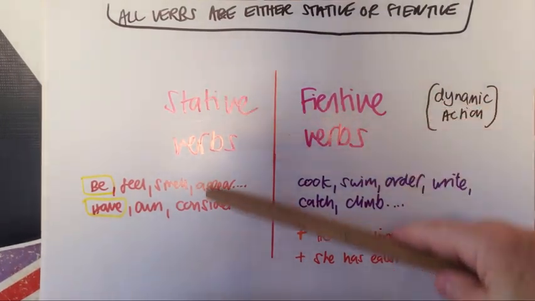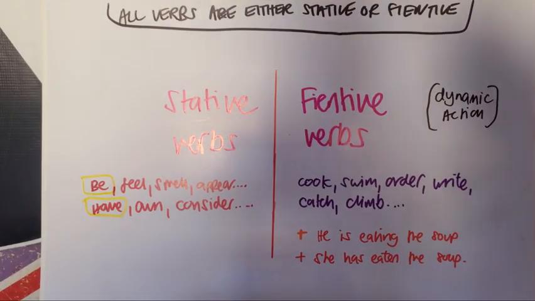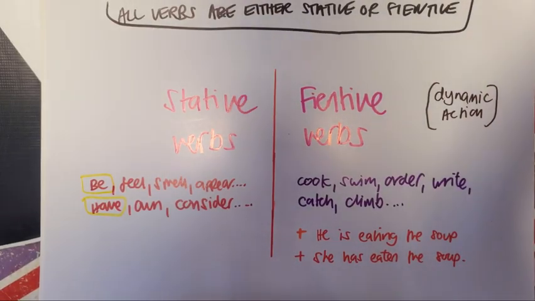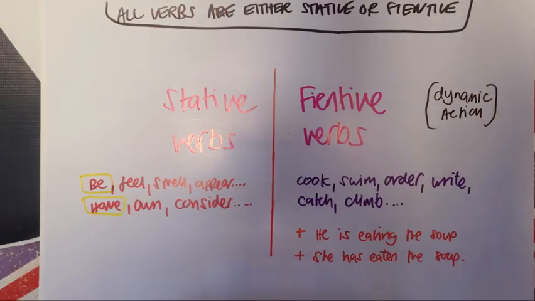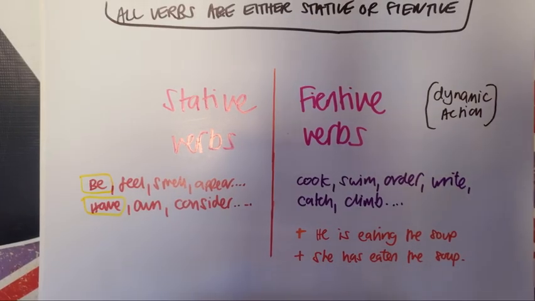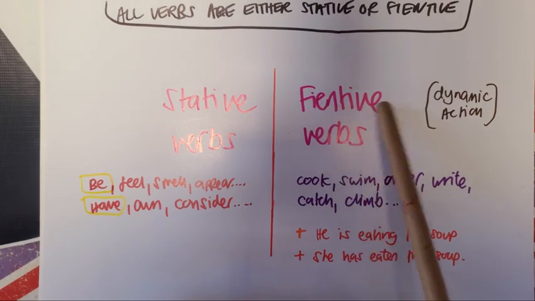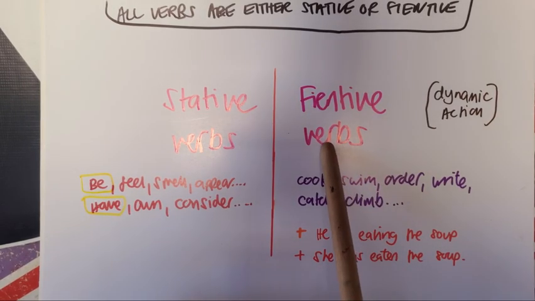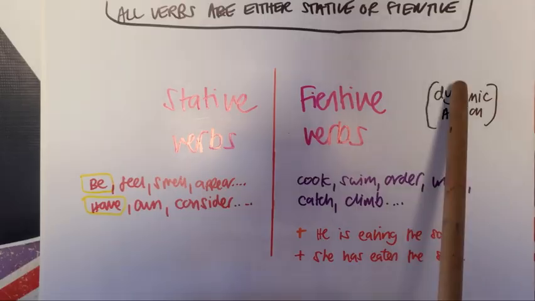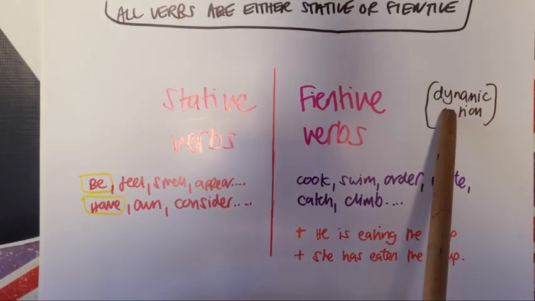Now, we have looked at stative verbs. We've looked at the verb to be and the verb to have, focusing on translating temporary states and permanent states, and also looking at the verb to have with an object. I have a book, I have money, I have a pen. We use tener, etc. And now we're going to go on to fientive verbs. If you don't want to get into it, just call them dynamic verbs or action verbs.